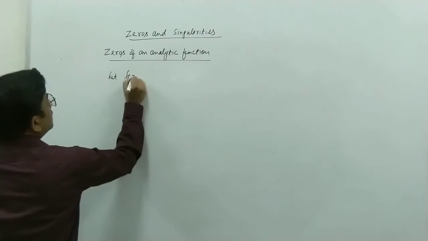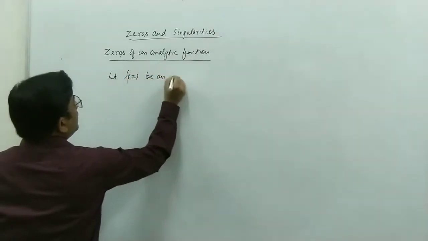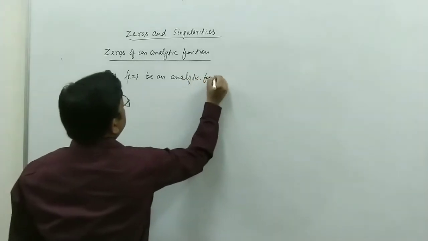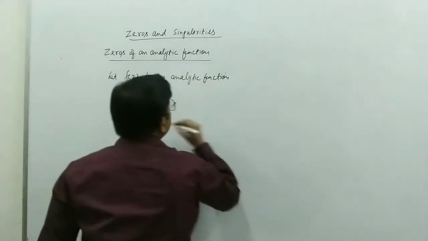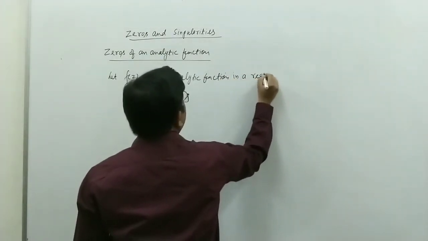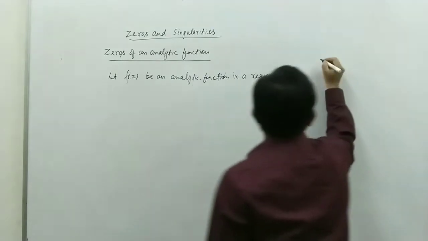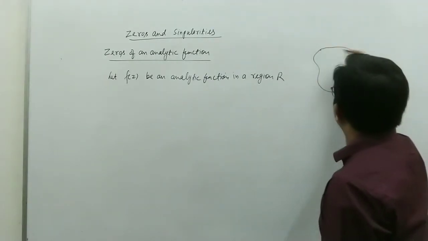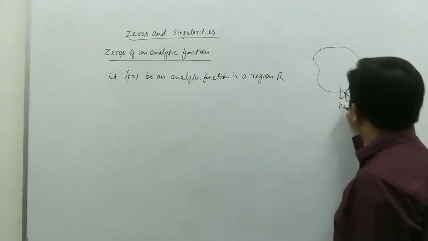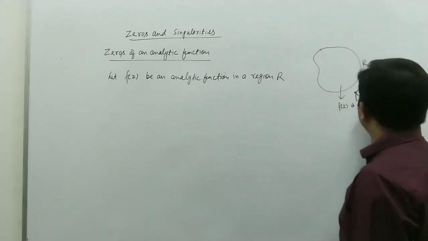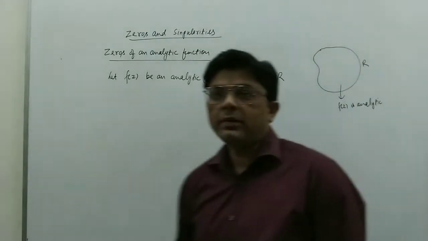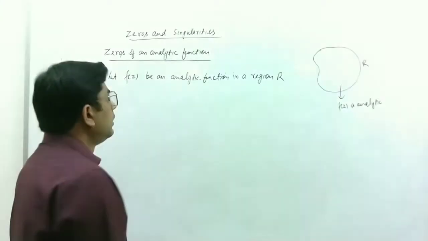Let f(z) be an analytic function in a region R. Suppose this is some region R, and let us take a function f(z) which is analytic in this region. This function f(z) is analytic in this region.